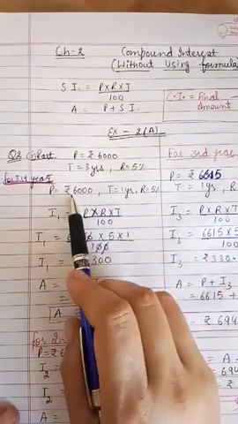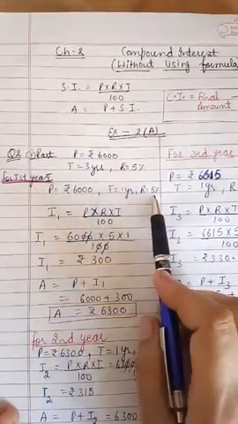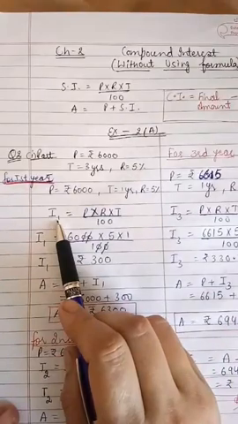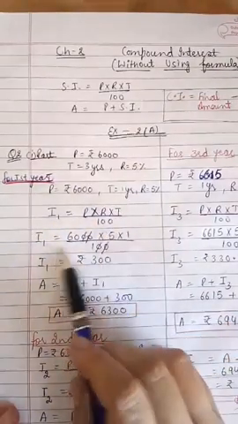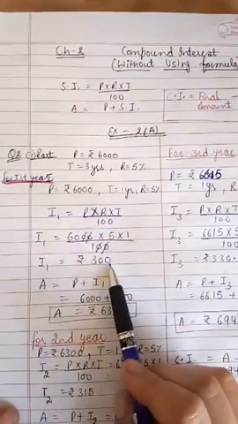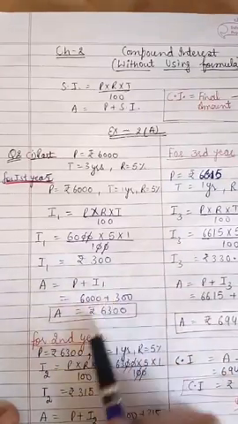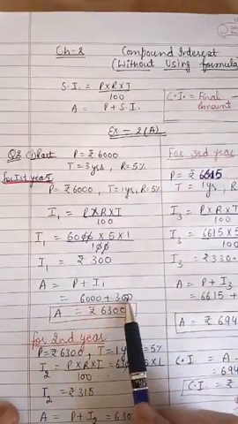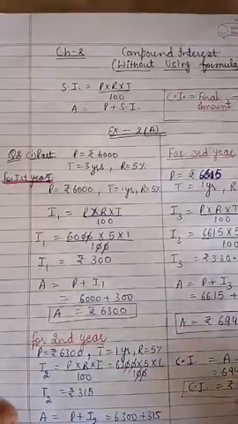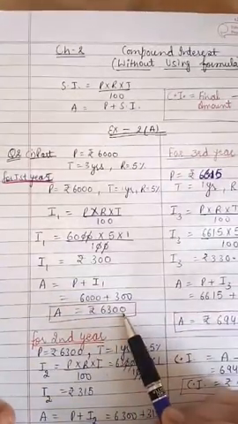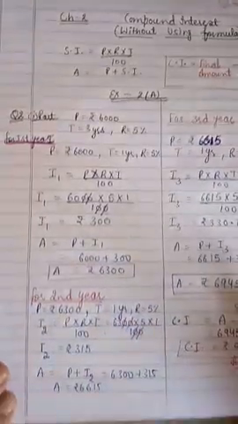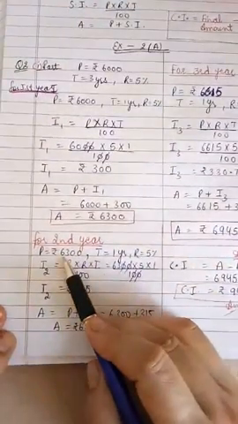For the first year, what is the principal? 6,000, time 1 year, rate 5%. Apply the formula of interest, PRT by 100. Solve it, interest is 300. Then amount is principal plus interest. Just add it, 6,000 plus 300, 6,300. Now this is the amount at the end of the first year, so this will become the principal for the second year.